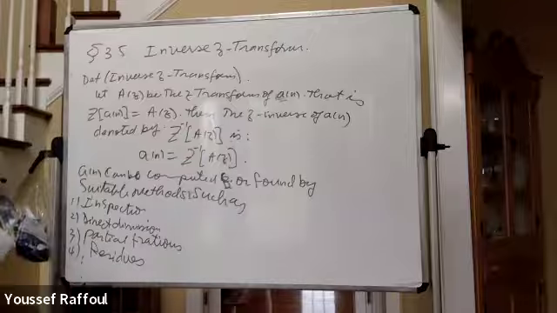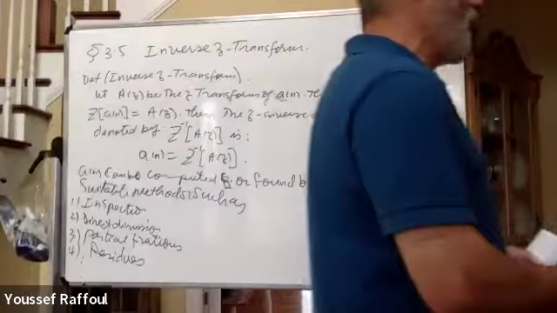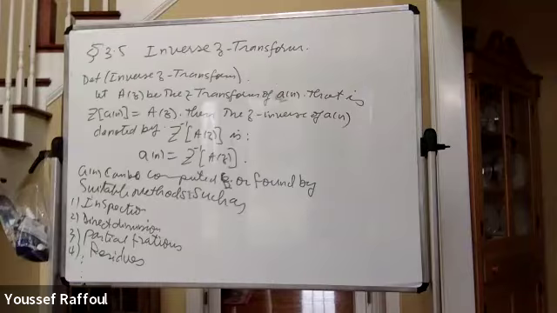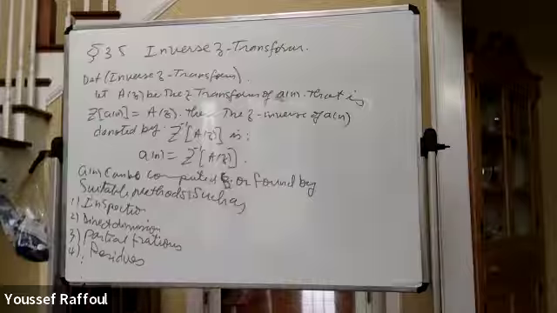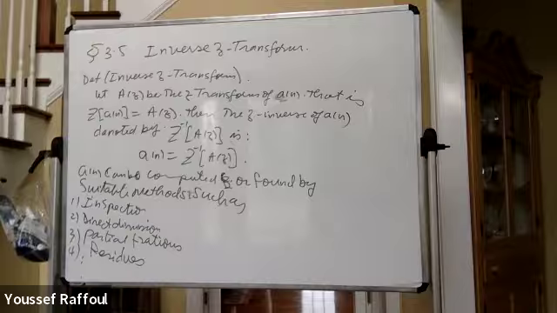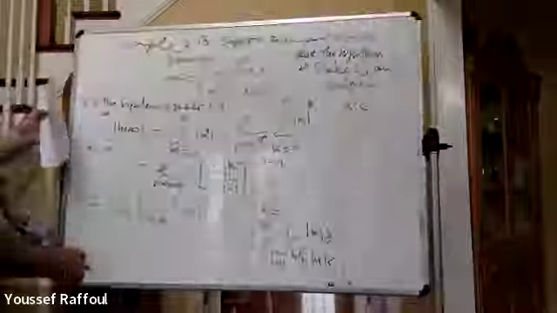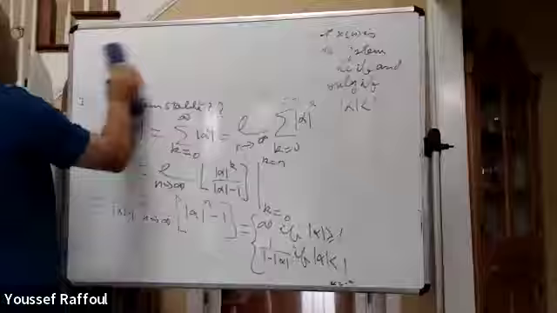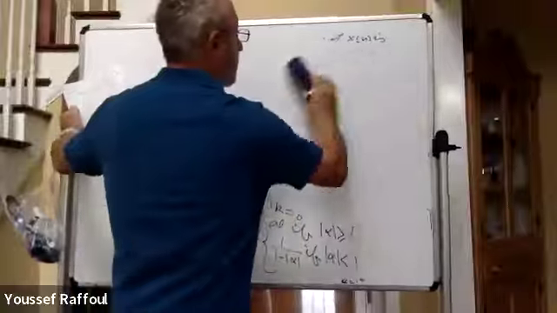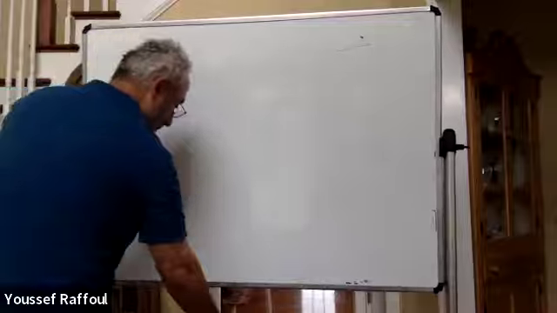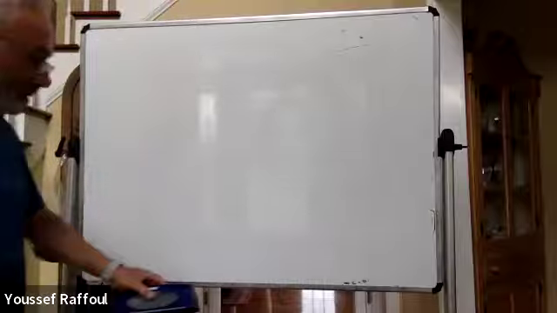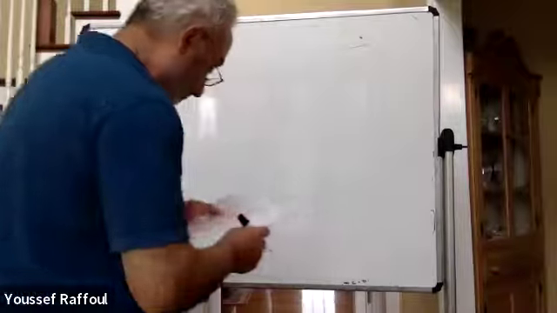So basically now we're gonna go back. You are given the Z transform. What is the original sequence? This is the question now. How do you recover the original sequence? Okay? Any questions?